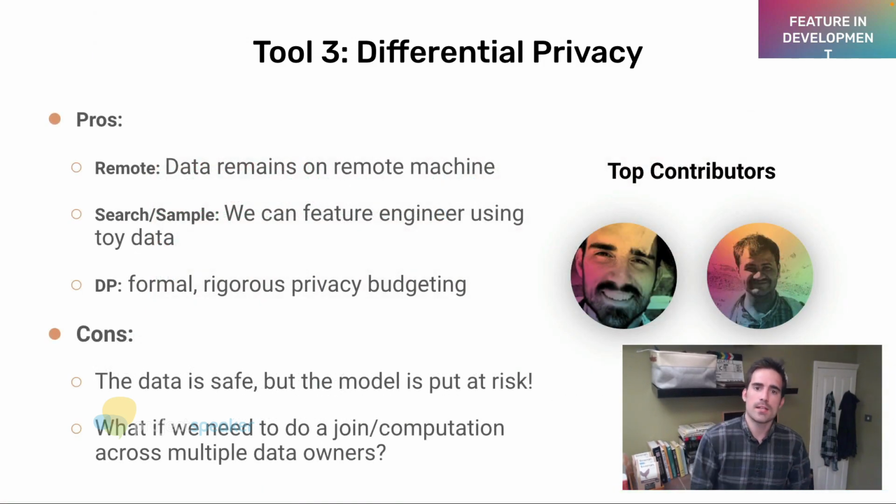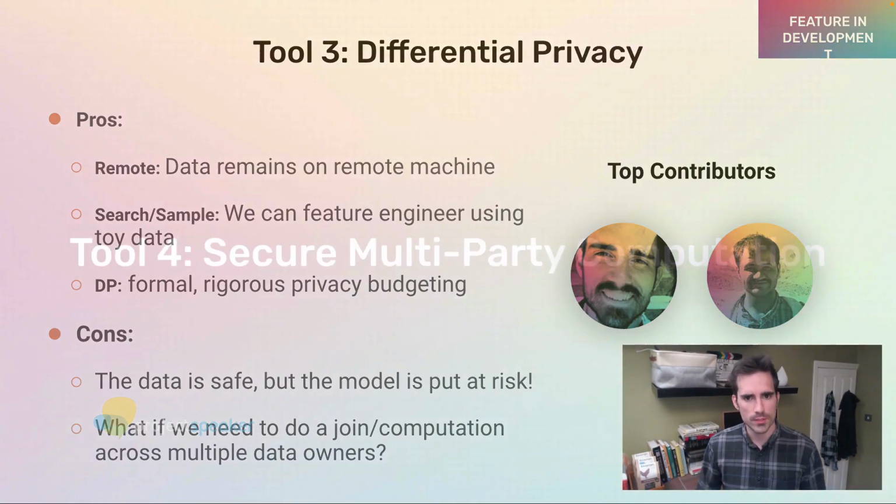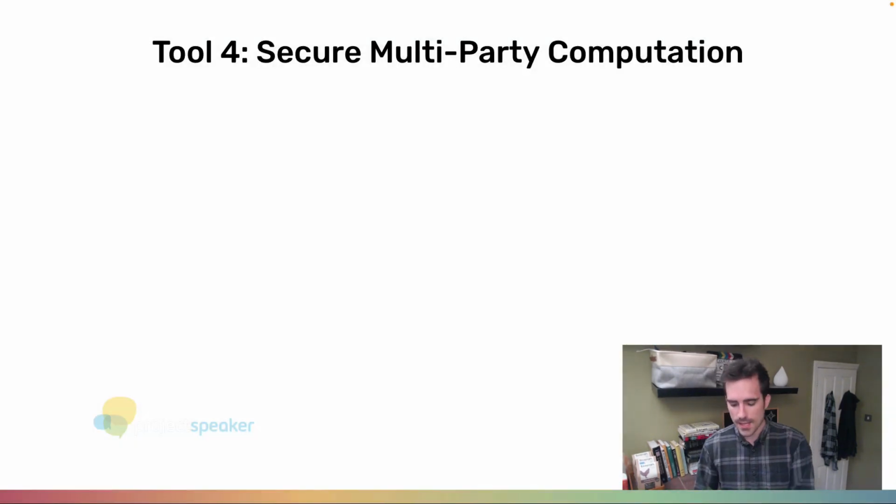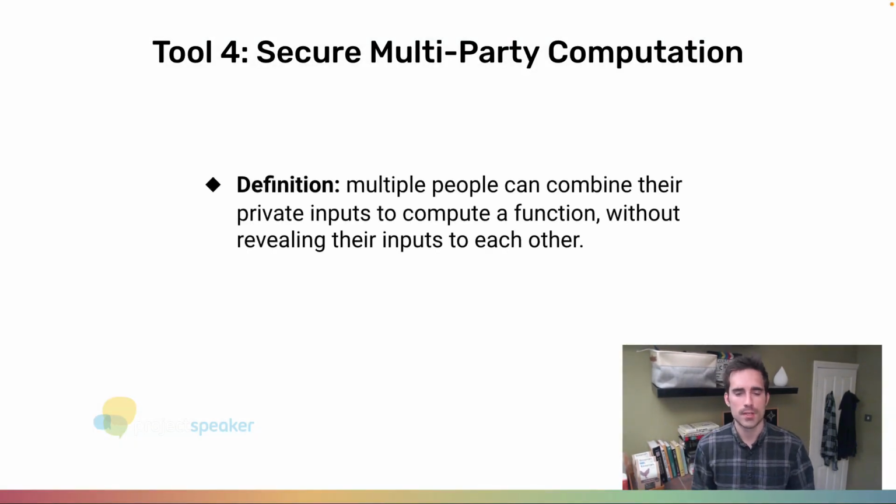So we've got a wide variety of tools now, right? Data remains in the remote machine because we've got remote execution. We've got search and sample data, which we can use to do feature engineering and all sorts of interesting things. With differential privacy, we have formal, rigorous privacy budgeting, which is super cool. But we have these problems, right? While the data is safe, the model is actually put at risk. And what if we need to do a join on data across multiple different data owners? Well, for this, I want to talk about a tool called secure multi-party computation.